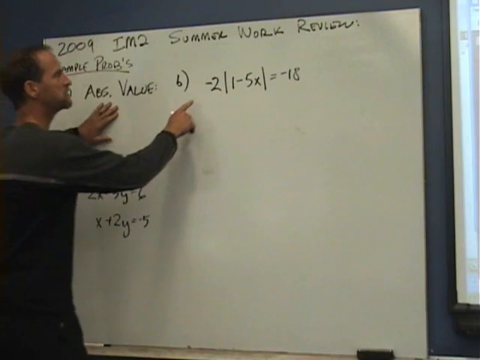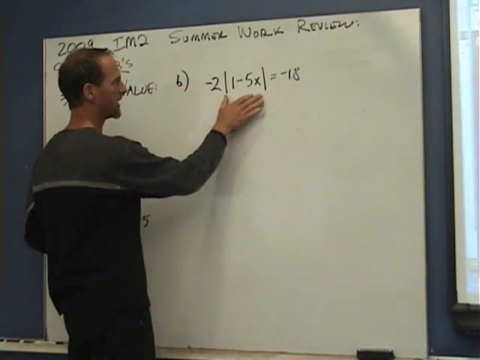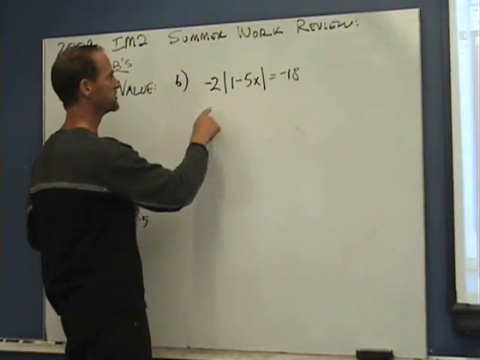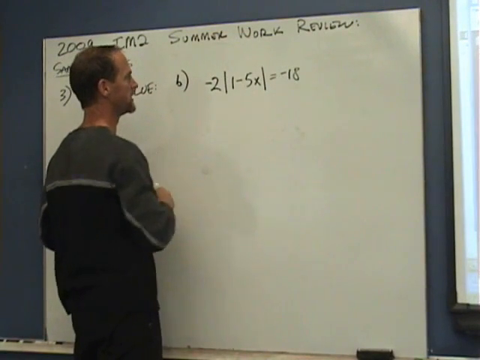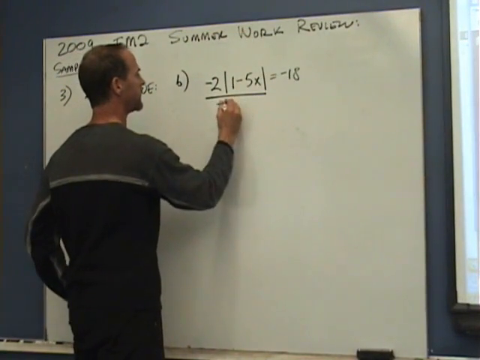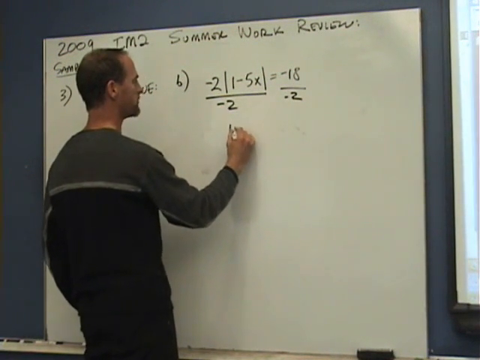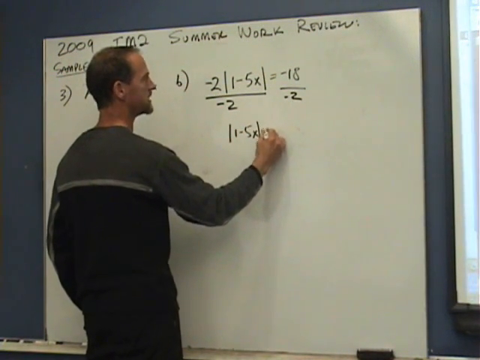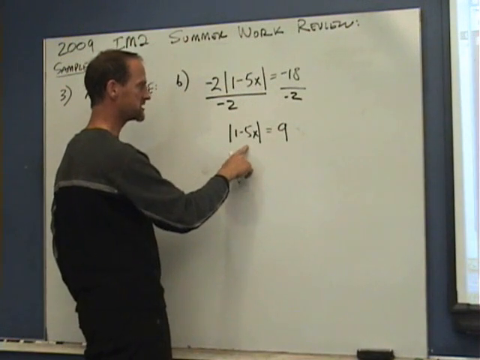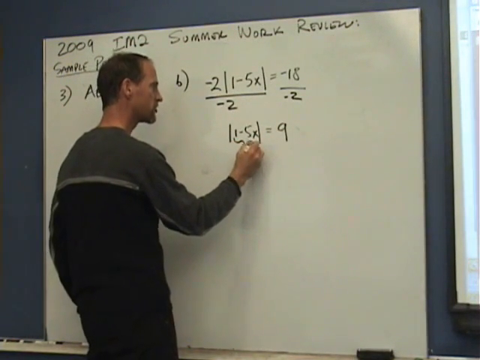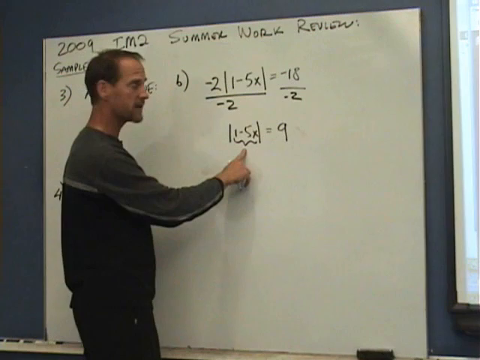Okay, so this is an absolute value problem. In an absolute value problem, you want to isolate the absolute value first. To do that, I divide both sides by -2. So if I divide by -2 and divide by -2, I get the absolute value of 1 minus 5x is then equal to a positive 9. Now at this stage, this little part in here could be a positive 9 or a negative 9.